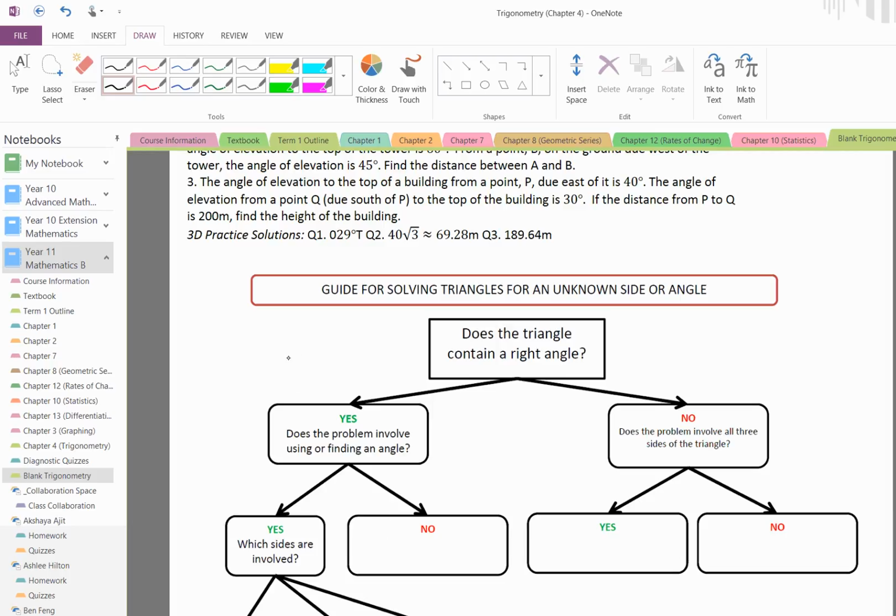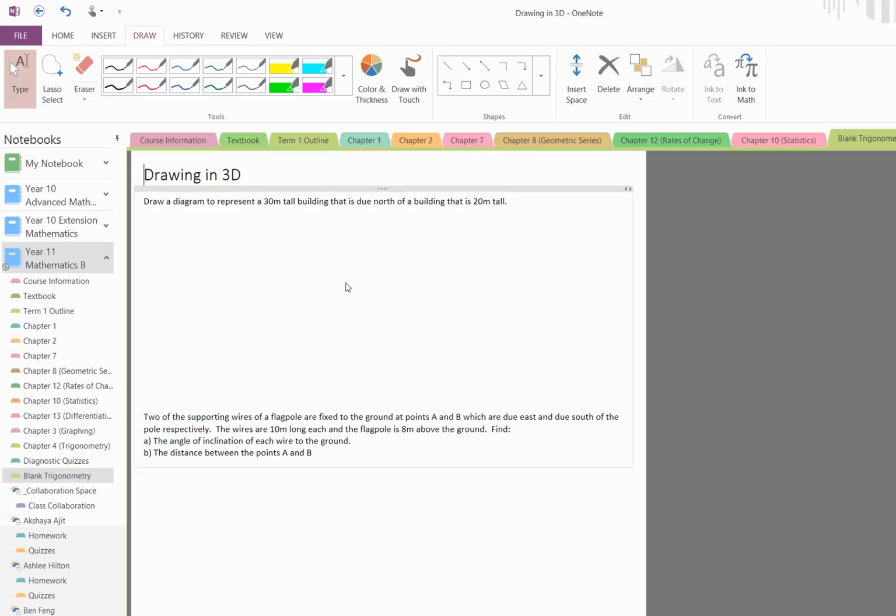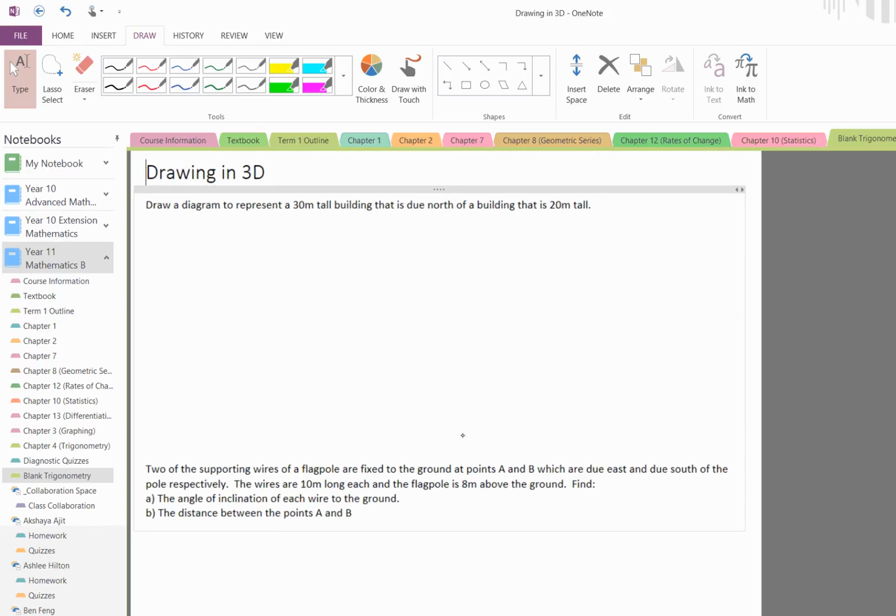Okay, if it doesn't involve an angle, like we saw in that last problem, you need to use Pythagoras. So we've got that at our disposal as well. So we're all just in right angle triangles, and in the drawing in 3D problems, it'll still be just using right angle triangles. Sine rule and cosine rule is where we'll use non-right angle triangles.